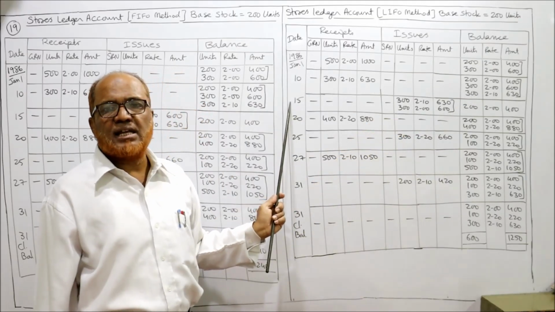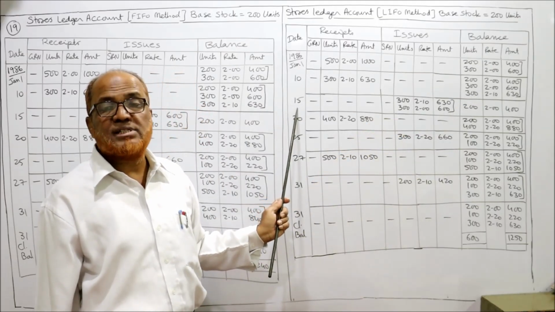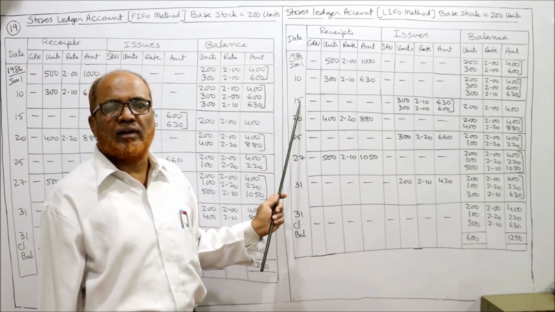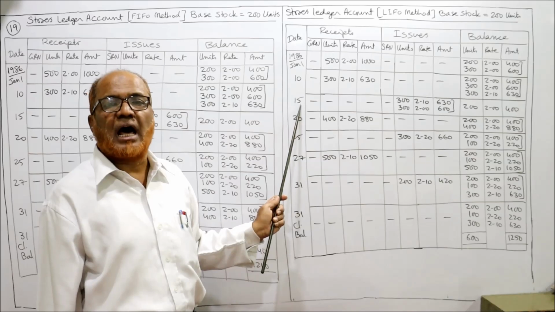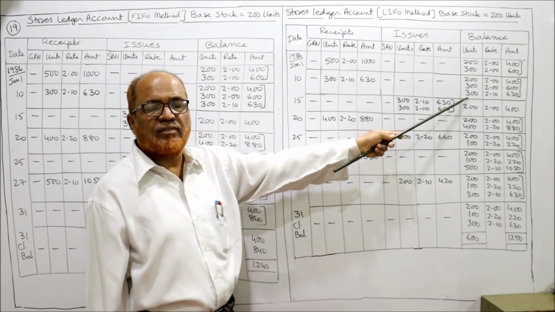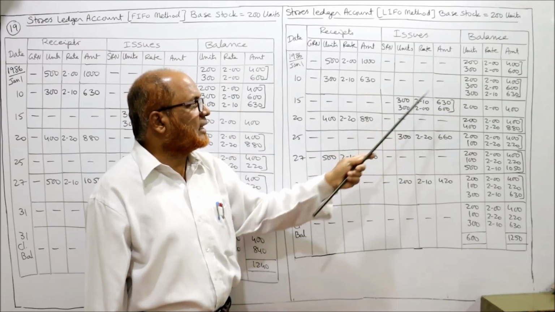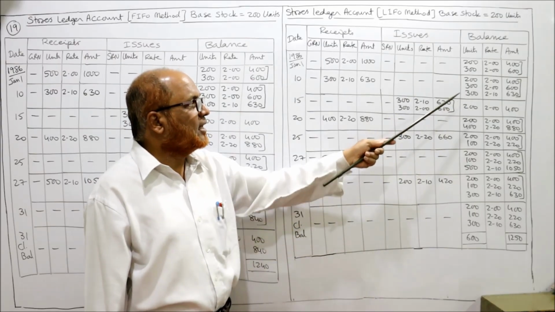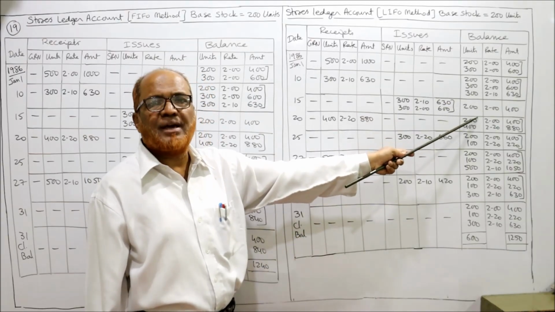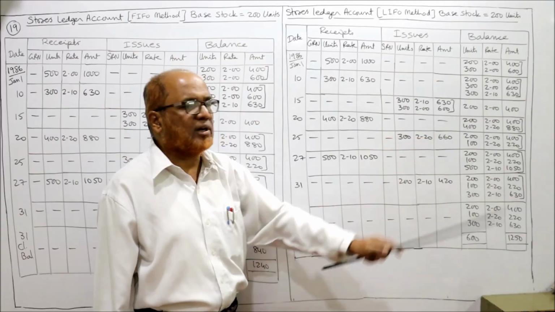Now on 15th Jan there is an issue of 600 units. We are following the LIFO method, last in, first out. So the last received, 300, will be issued first. So 300 at 2.10 is 630. Then this 300 at 2 rupees is 600. Now the balance remaining is the base stock, 200 units at 2 rupees, 400.